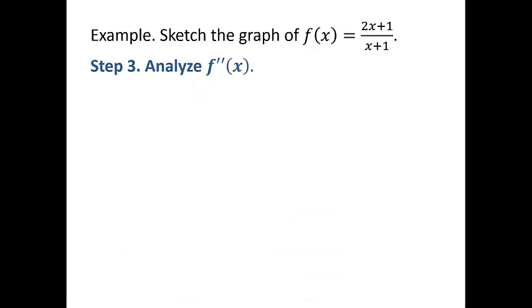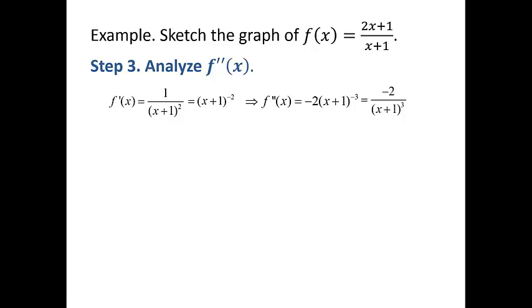Our third step is to analyze the second derivative, f double prime. Recall that our first derivative equals 1 divided by x plus 1 squared. We can certainly use the quotient rule to differentiate here, but instead, I'm going to rewrite this as x plus 1 to the negative 2 power and use the power rule, which I think is a little bit faster. Our second derivative then is negative 2 times x plus 1 to the negative 3 power, which we can rewrite as negative 2 divided by x plus 1 cubed.